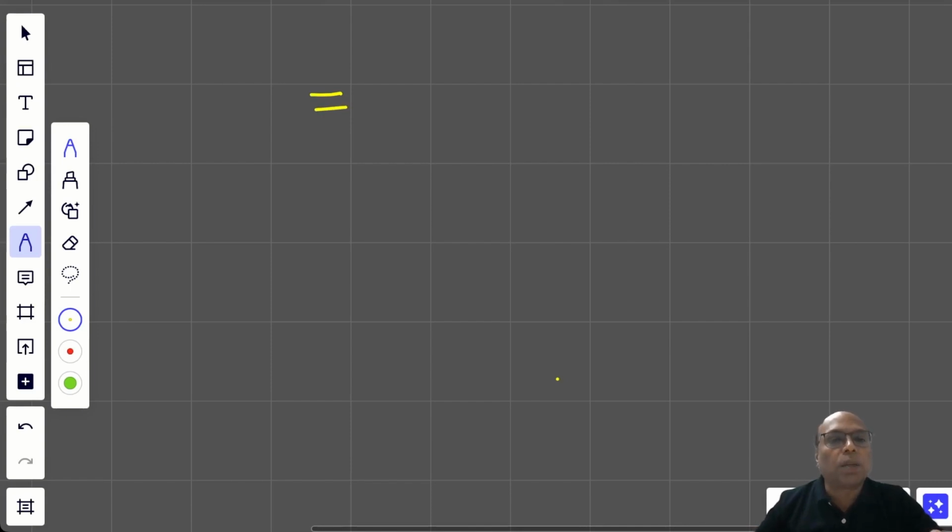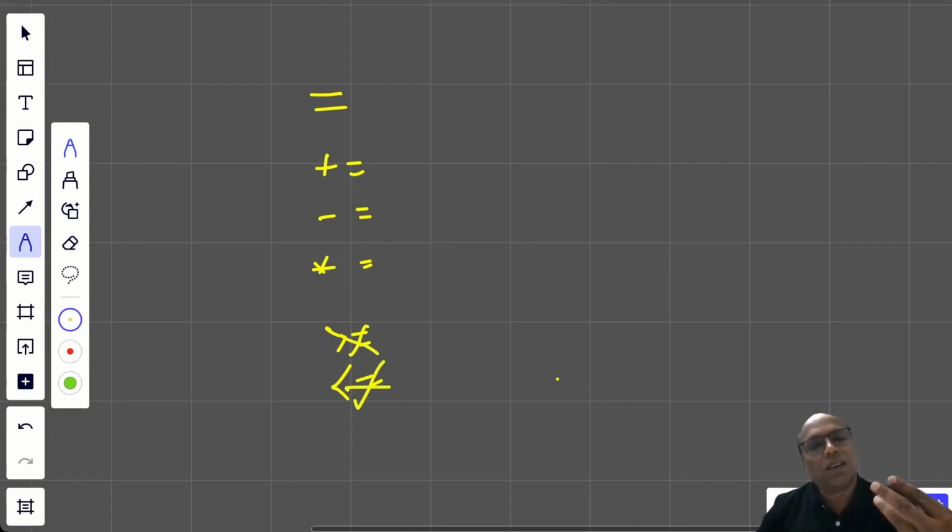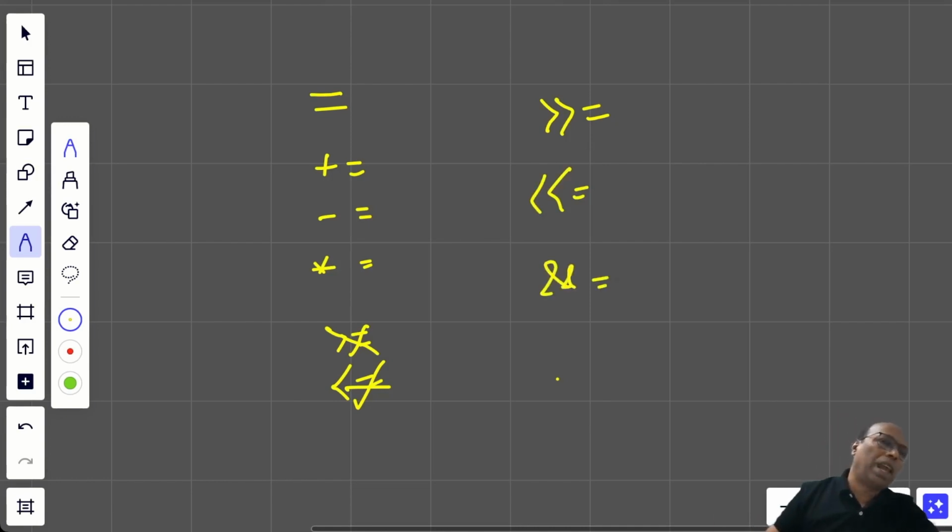Then the composite assignment operator. What is a composite? Plus equal to, minus equal to, multiplication equal to. All the binary operators which you have used can be combined, except greater than or equal to and less than or equal to. Why? Because they have already been combined. You can also use right shift equal to, left shift equal to, and equal to, double and equal to. All of these can be combined, except you cannot combine a relational operator because they have already been combined.